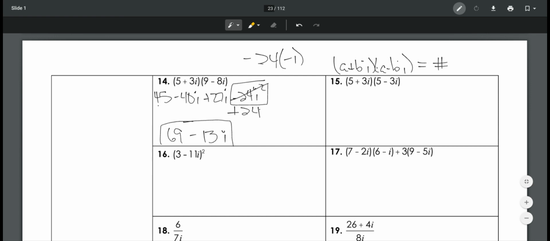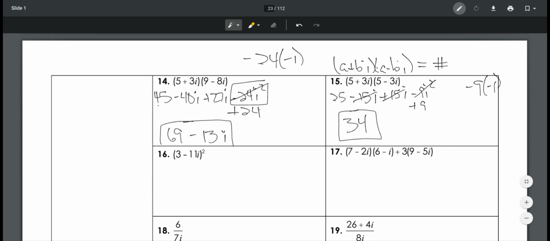So when I FOIL this, 5 times 5 is 25. 5 times negative 3i is negative 15i, which will cancel with 3i times 5, positive 15i. And then when I multiply the last ones together, I get negative 9i squared. Now, negative 9 times negative 1 produces a positive 9. So my 25 plus 9 is 34. My 15i's cancel because they are opposites. So this time I only get an a value as a final answer.